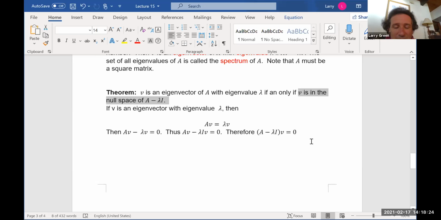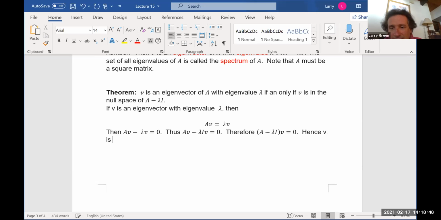And what does it mean to be in the null space? Do you remember? A vector is in the null space of a matrix if the matrix times the vector equals 0. So we're done by definition. That's just what it means to be in the null space.